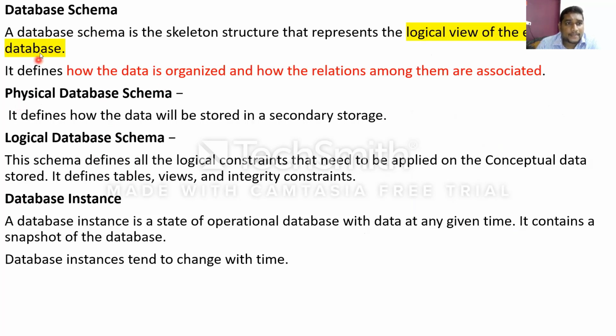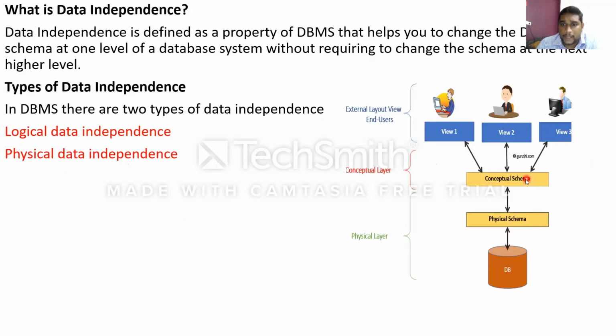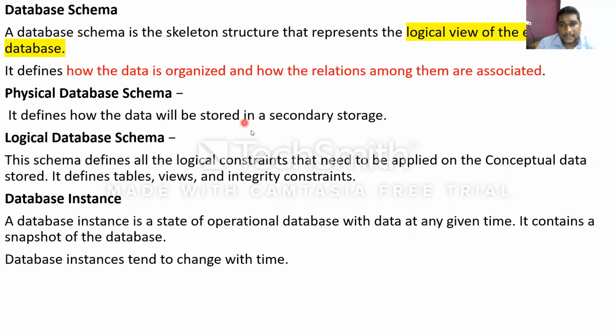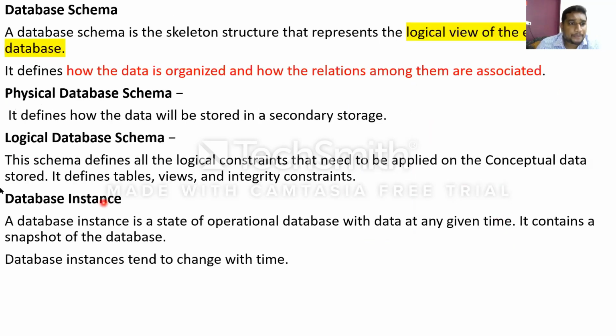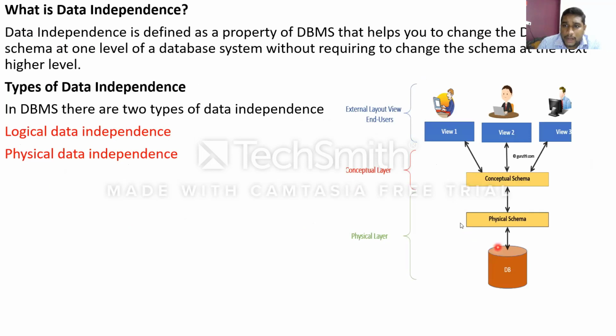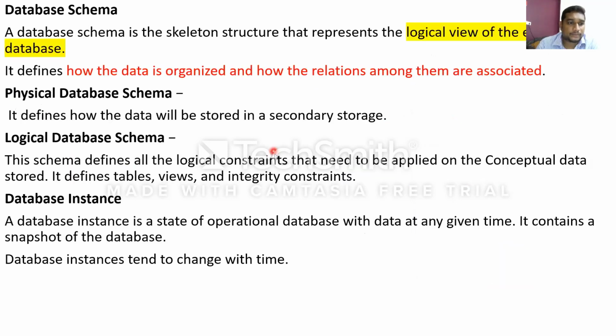Next, we have database schema. The database schema is nothing but the logical view of the entire data structure. Okay, next, how the data is organized. Here the data is organized in logical schema and physical schema. In logical schema, the data is organized in the form of tables. In physical schema, the data is organized in the form of data dictionary or metadata or statistical data. Okay, next, database instance. At a particular time, the user wants something from the database. That something is called an instance. Okay, I hope you understand.